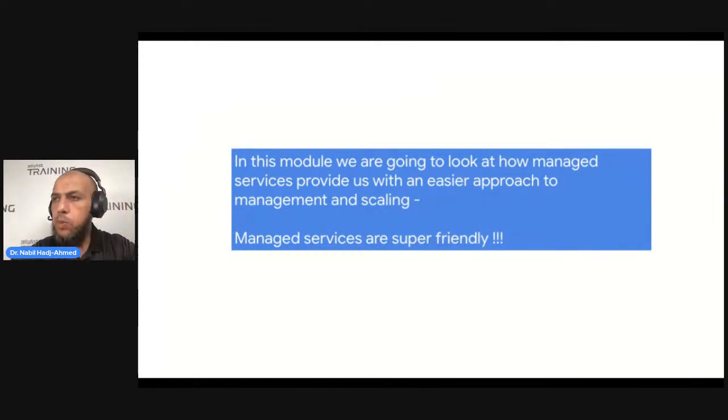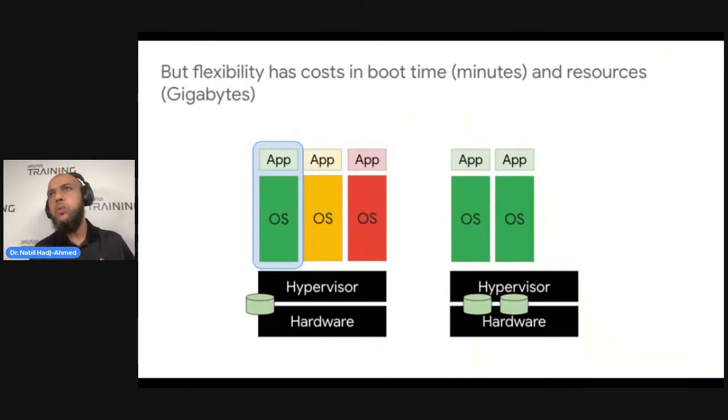Now, this is when it comes to VMs, to infrastructure as a service. Let's have a look at other managed services in GCP that will allow us to do auto-scaling for us, which is basically super, super friendly. So let's go back to the problem that we discussed before, the limit we get with virtualization.